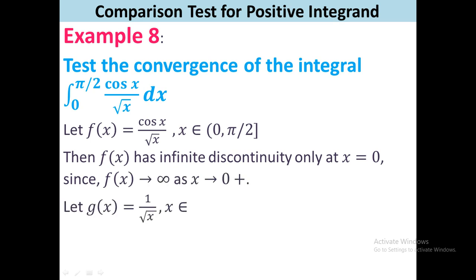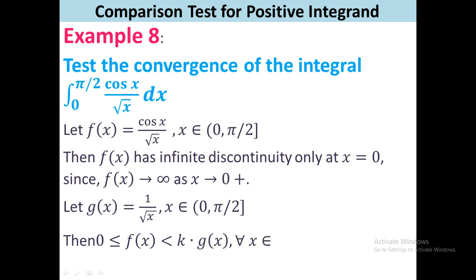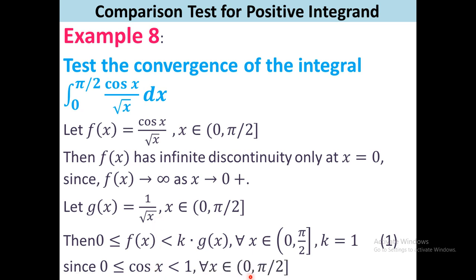Let another function g(x) equal 1 by root x, where the domain is also the same, 0 to pi by 2, and g(x) has infinite discontinuity at x equal to 0. So we find f and g are both non-negative functions having infinite discontinuity at x equal to 0. Moreover, 0 less than or equal to f(x) less than or equal to k into g(x), where k equal to 1, since we know that in that interval 0 less than or equal to cos x less than or equal to 1.